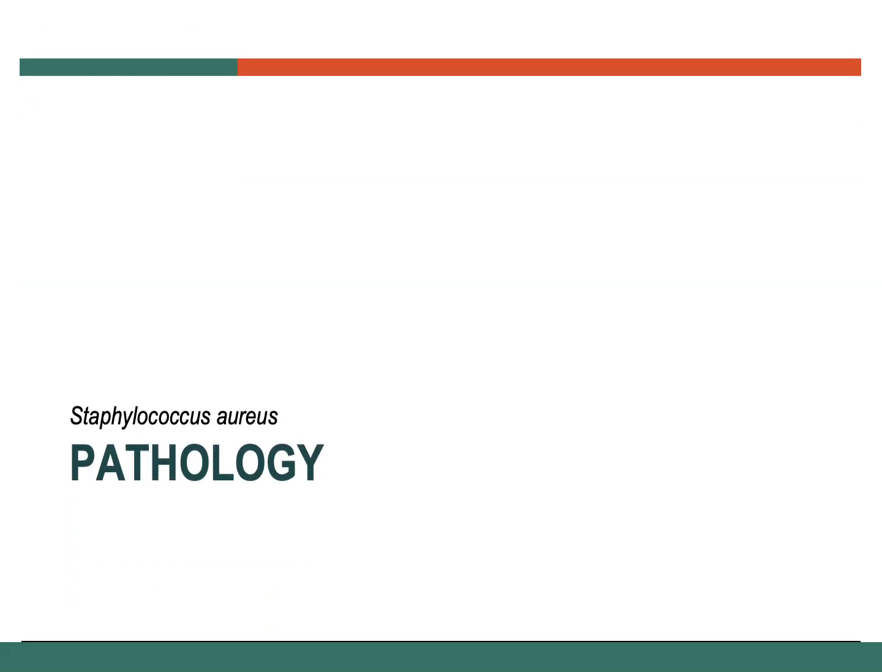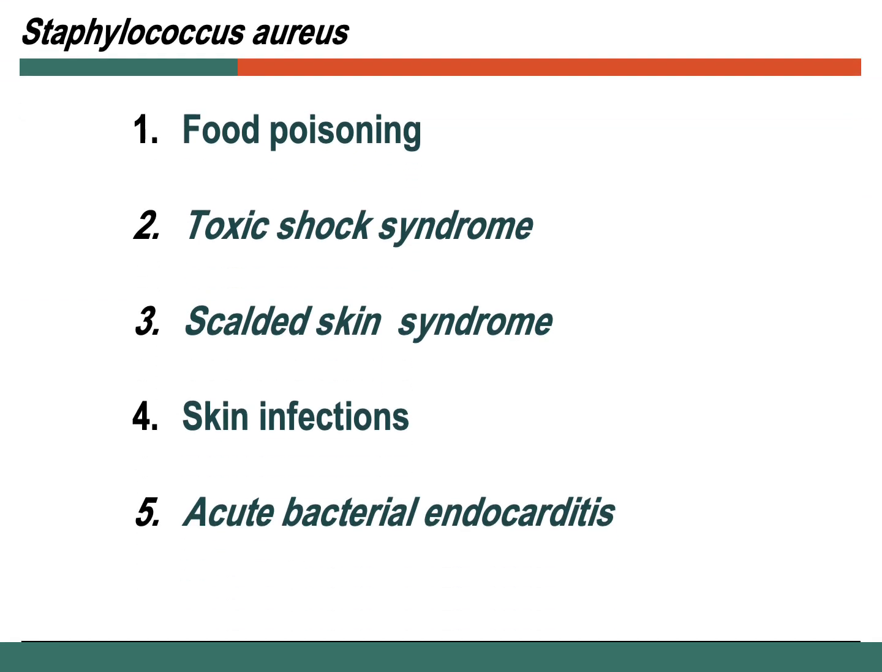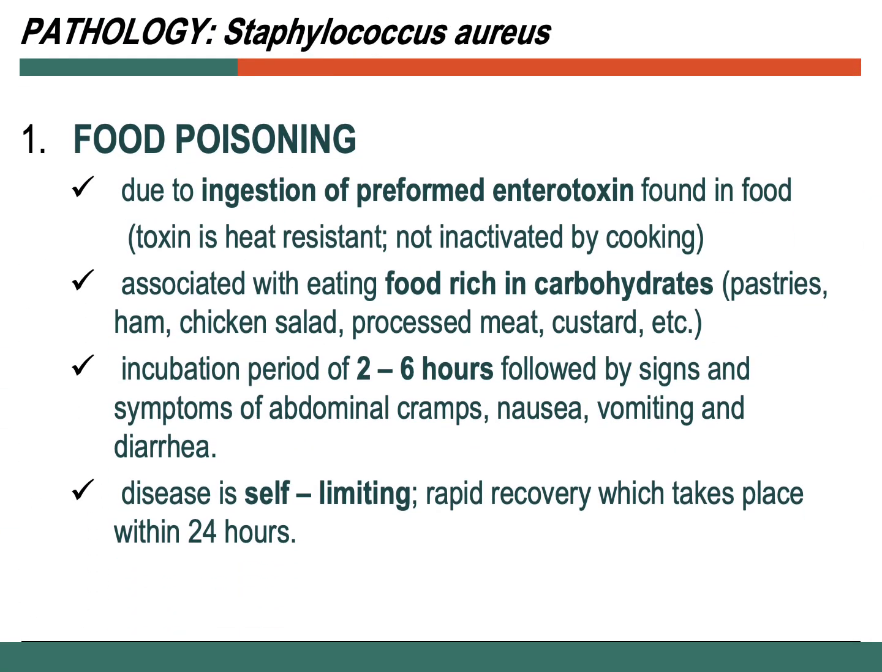So now let's go to diseases. Diseases caused by your Staphylococcus aureus. So you have food poisoning, toxic shock syndrome, scalded skin syndrome, skin infection, and even acute bacterial endocarditis. With food poisoning, your food poisoning again is due to the preformed enterotoxin. Your Staphylococcus aureus food poisoning is again not caused by the organism, but rather it's the toxin released by your organism. Again, the food poisoning caused by Staphylococcus aureus is not caused by the organism itself. It is caused by the toxin released by the organism.